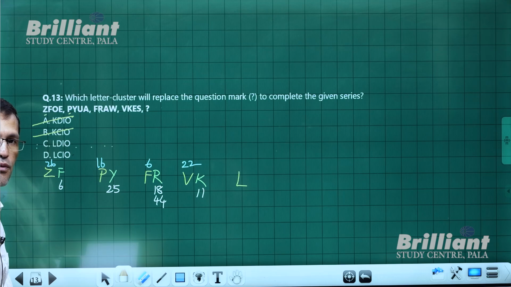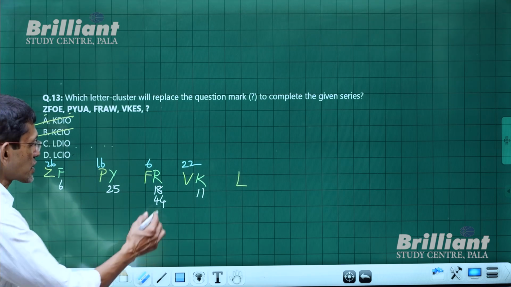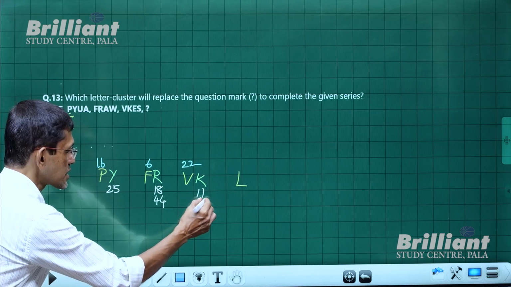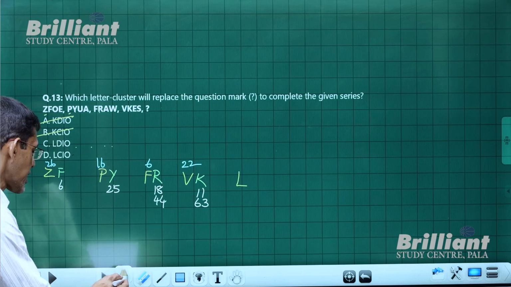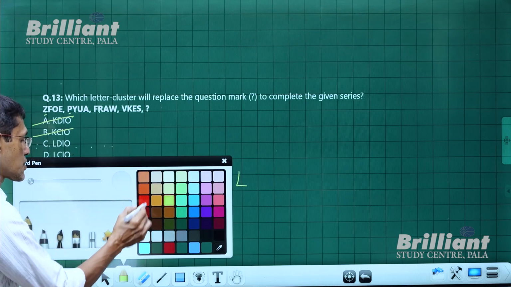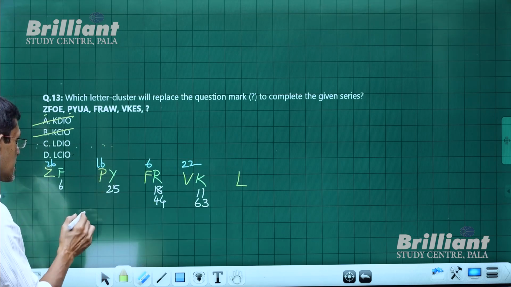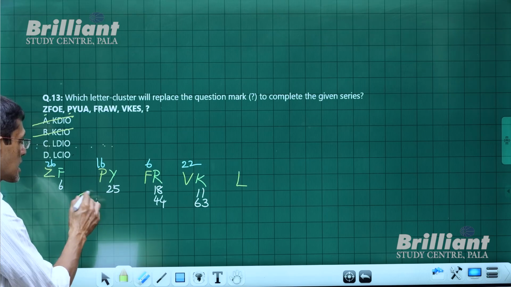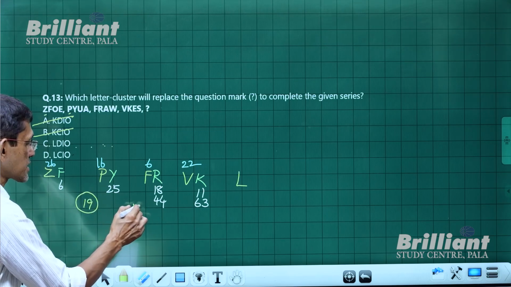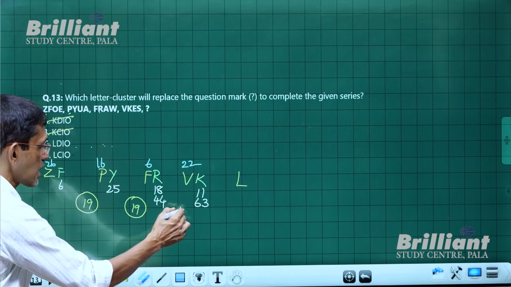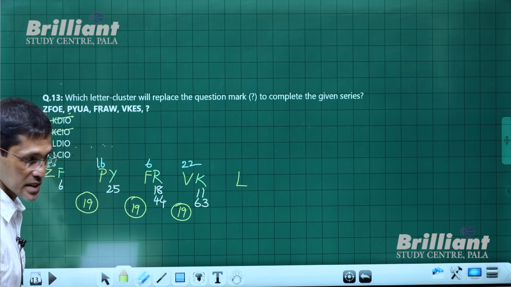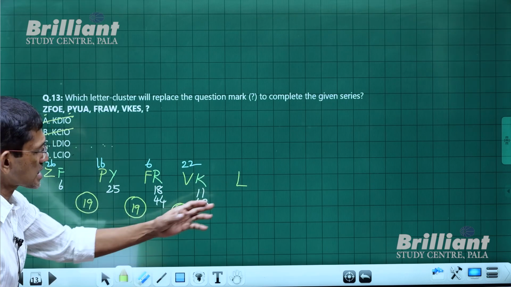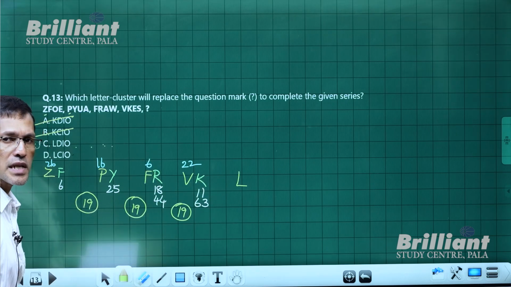52 plus 11, so 63. So 44, and here it is 63. 44 and 63, that difference is 19, right? Okay, so that's a pattern. Here the difference is 19, 25 and 44, the difference is 19. 44 plus 19 is 63, so ultimately 63 plus 19. Or you can take it as 11 plus 19, doesn't matter. 11 plus 19, how much is that?